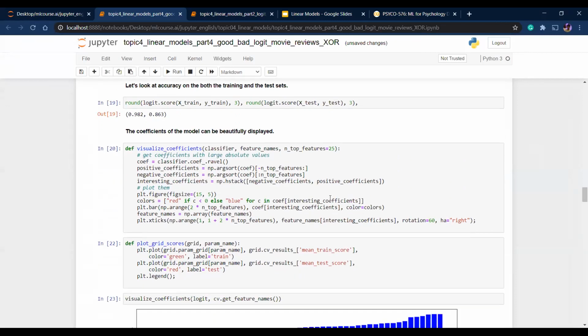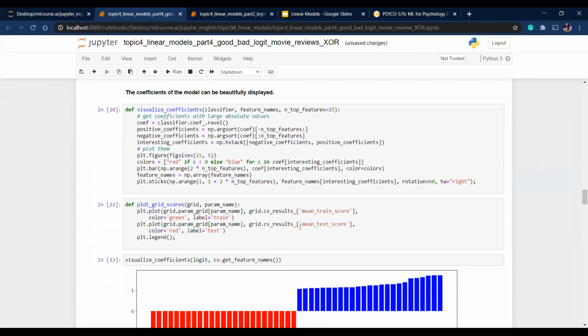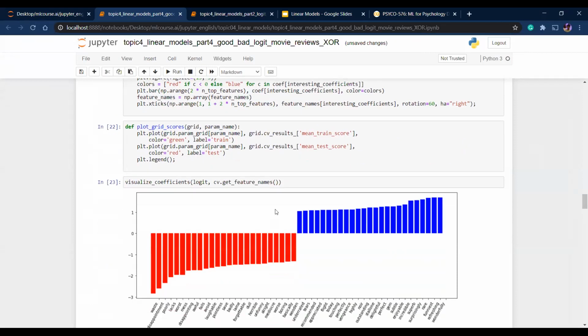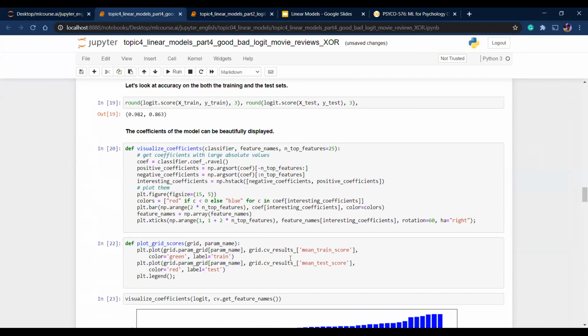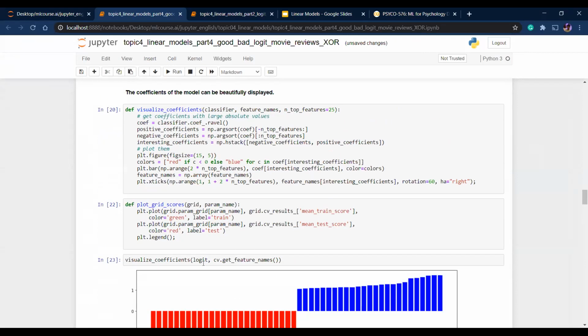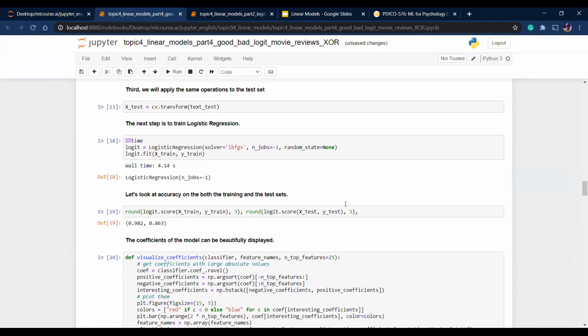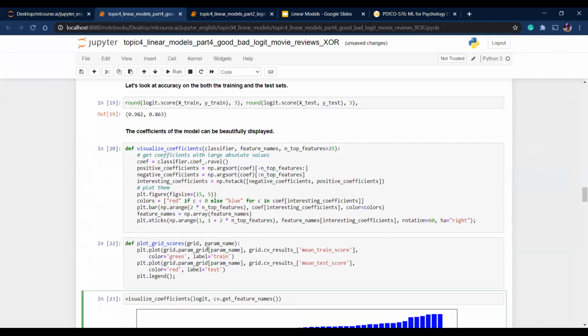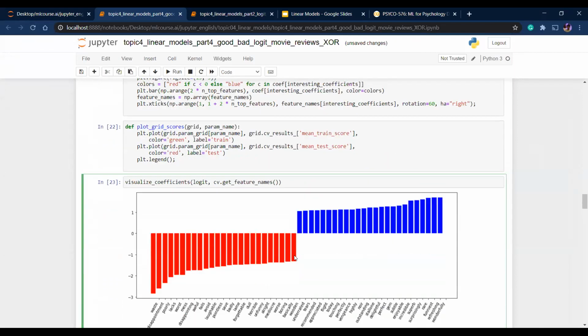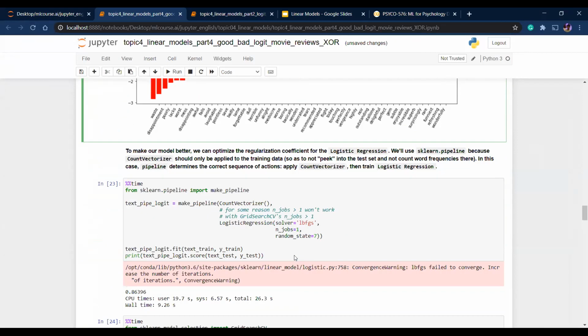So you can see how from the model training process, we extracted the features, and the model is telling us that these are the words that are associated with positive and these are the words that are associated with negative. So that's pretty interesting. Where is the logic coming from? Okay, so logic is the logistic regression model. All right, so moving on.